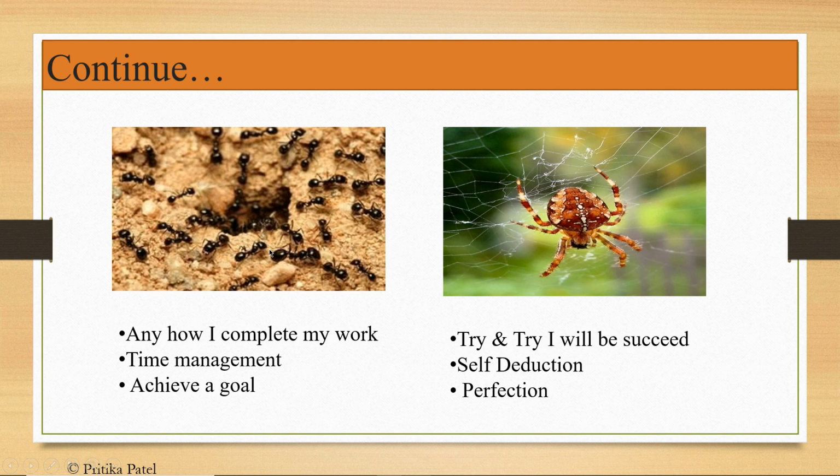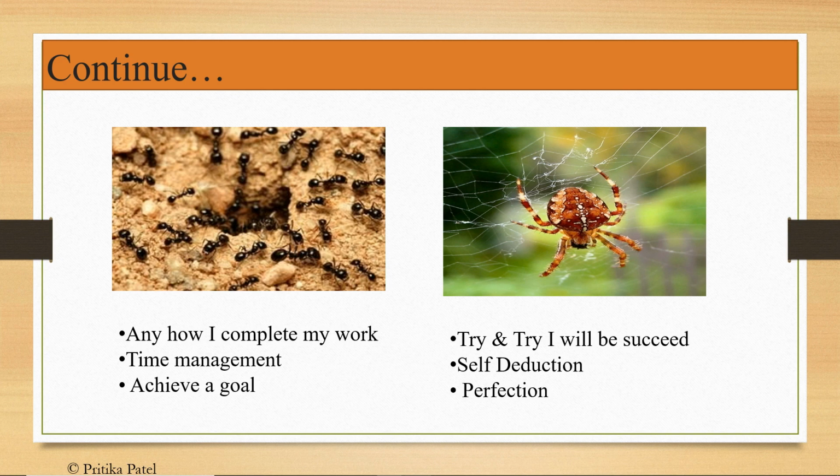Here, the example of the ant is given. They decide that anyhow I will complete my work, right? They teach us time management and achieving a goal. They complete their work anyhow. Whatever trouble or problems occur, they solve the problem and complete their work, right? So they teach us how to achieve a goal and how to manage time.